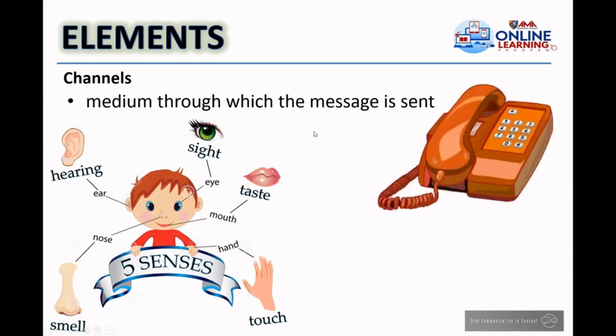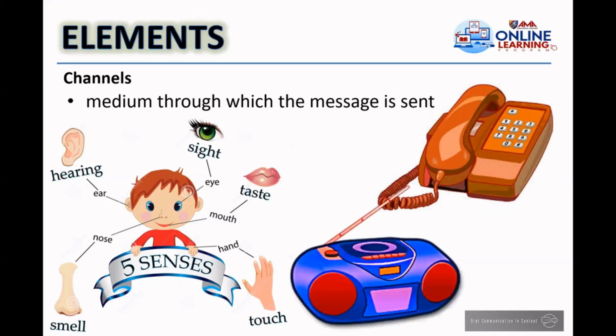Like, for example, the telephone. This is used in a two-way communication process because the sender and receiver can communicate with each other. They can change roles. The sender will become the receiver, and the receiver will become the sender. So there is a cycle between the sender and receiver in terms of the communication process.